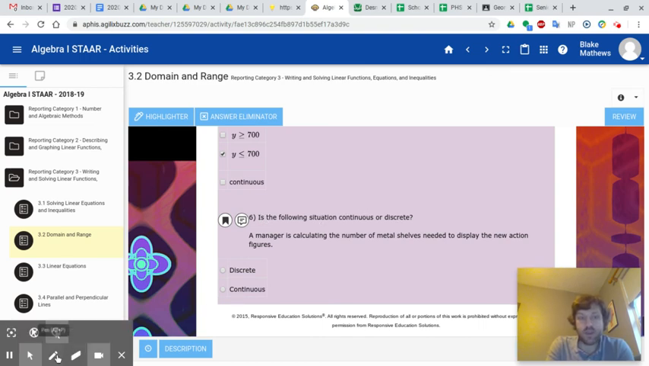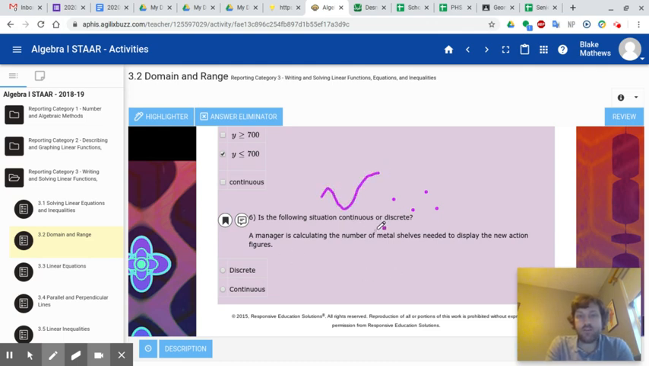And then lastly, is the following situation continuous or discrete? All this means is, are there a bunch of individual values, that's discrete, or is it a continuous string of values? A manager is calculating the number of metal shelves needed to display the new action figures. Here, this is very straightforward. You are going to have a specific number of metal shelves. You can't have a half of a metal shelf or a third of a metal shelf. You either have 2 or 4 or 8 or 23 metal shelves. It is discrete. There are specific individual values of the number of metal shelves that you would need.